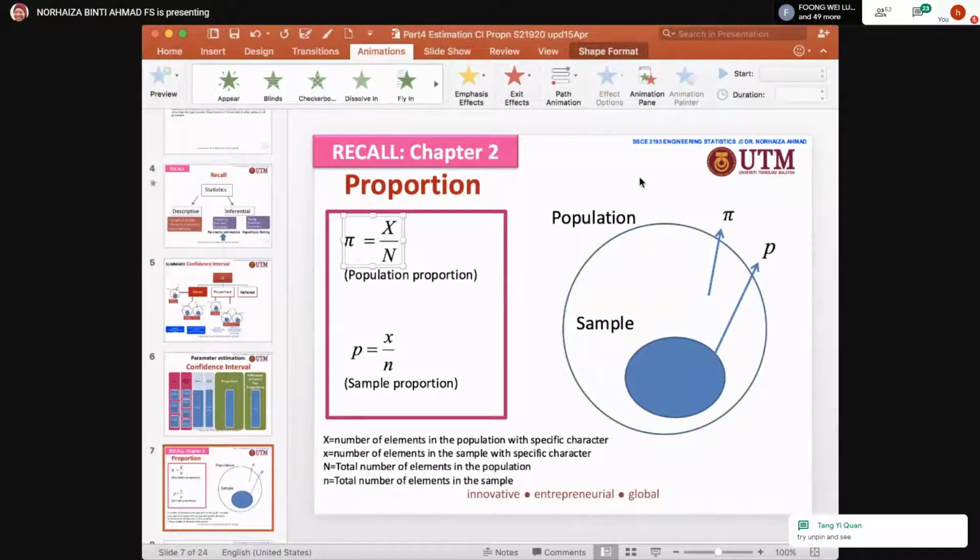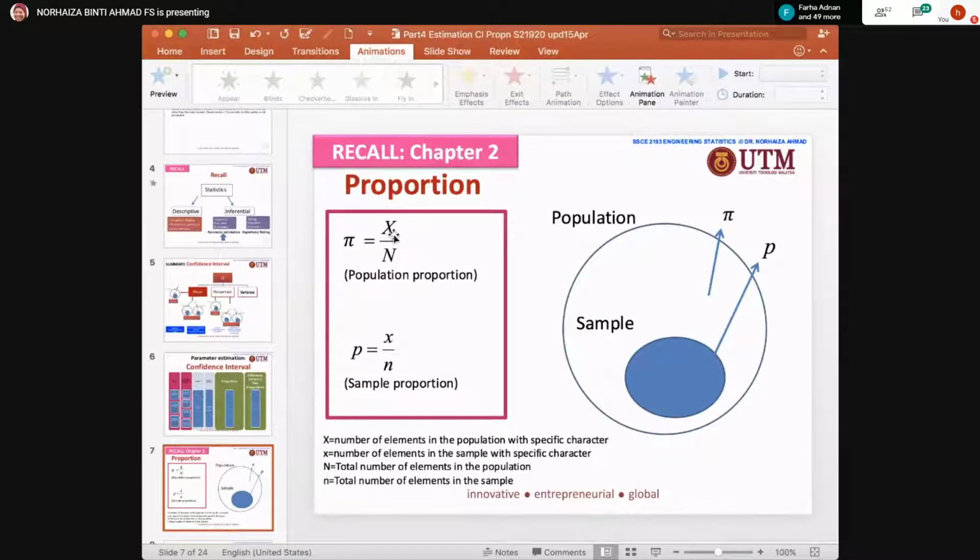Okay, so for proportion, it's important to understand the characteristic that is of interest, the one you are trying to find the proportion of. So this is for population proportion, pi, and this is for p. If it's population proportion, it will be over the population size, correction, and if it's sample proportion, it will be over the sample size.